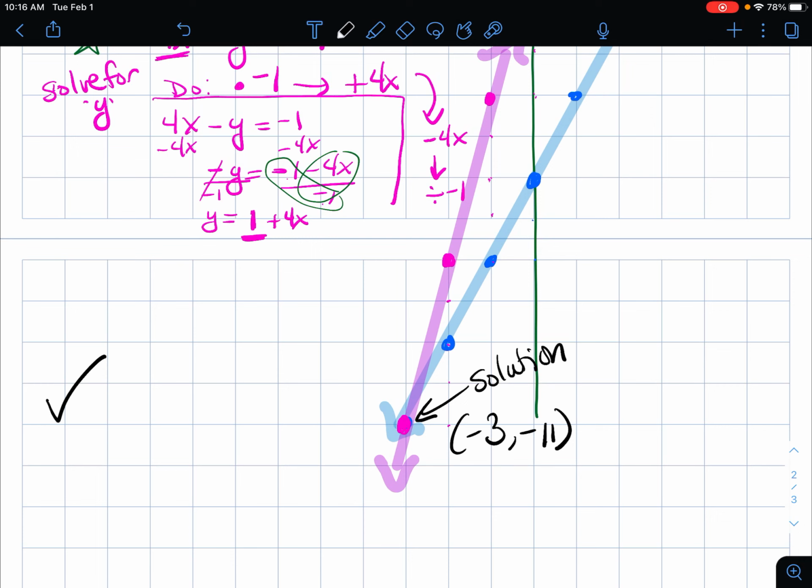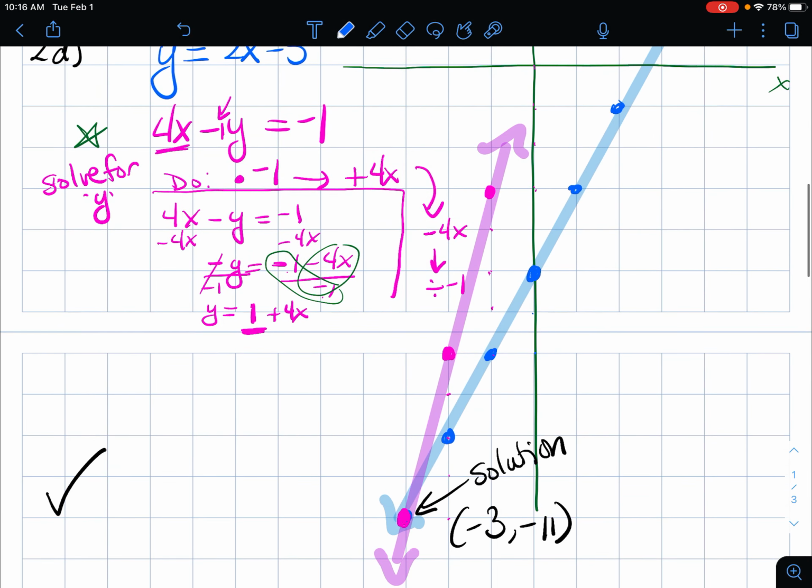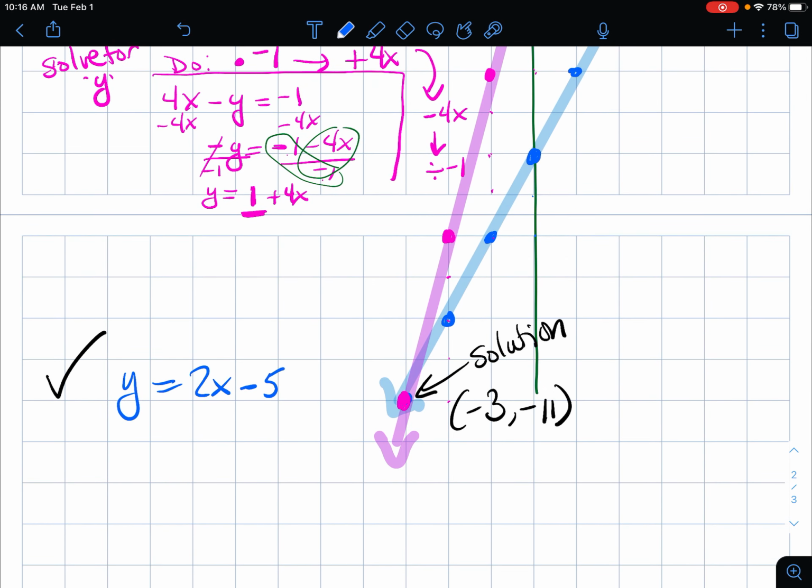And again, we can go ahead and check this with both originals. So let's check it with the blue equation. The blue equation was y equals 2x minus 5. All right, let's plug in the x and the y. -11 equals 2 times the x. Well, the x is -3 we found, minus 5. -11 equals -6 minus 5. -11 equals -11. That works out for the blue line. It's a solution for the blue line.